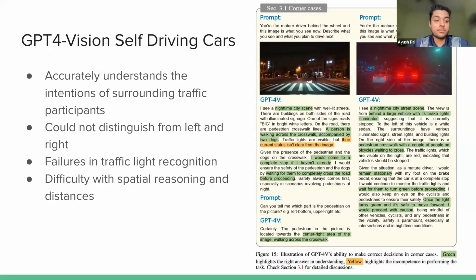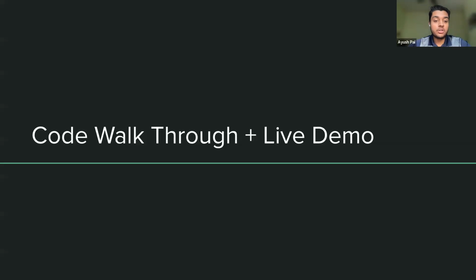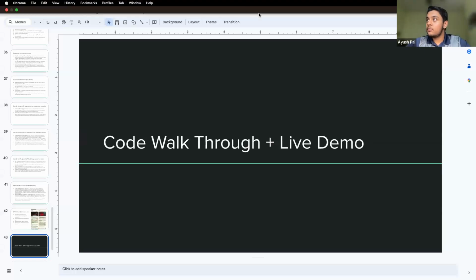You can really see its future potential, even if it can do this currently, right? It could not really distinguish left and right, and it had failures in traffic light recognition and difficulty with spatial reasoning and distances, but you can really see how this can be used in the future. So let's go through a live demo now. We don't have much time, but I will try my best to fit it in. Let me screen share really quickly.